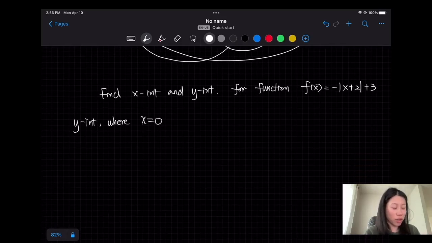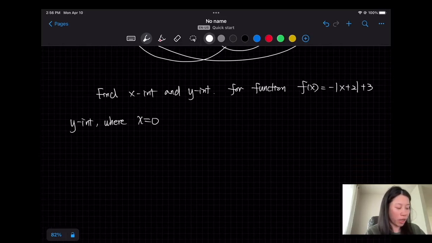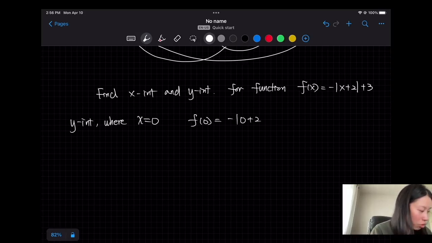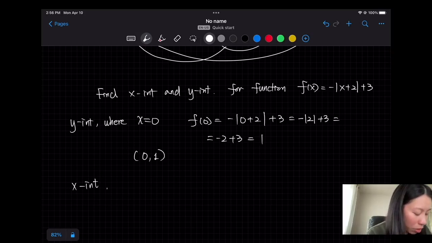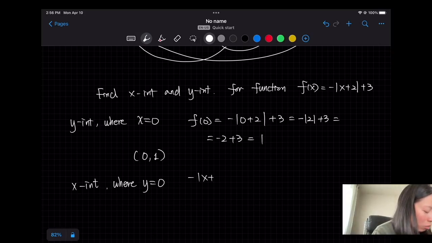So when x equals 0, we substitute into the function. I have f of 0 equals negative absolute value of 0 plus 2, plus 3, which is negative absolute value of 2 plus 3, which is negative 2 plus 3, gives you 1. So that means the y-intercept is (0, 1). Okay, now the x-intercept, the horizontal intercept. So the horizontal intercept is where y equals 0. So now I'm going to set the equation equal to 0.